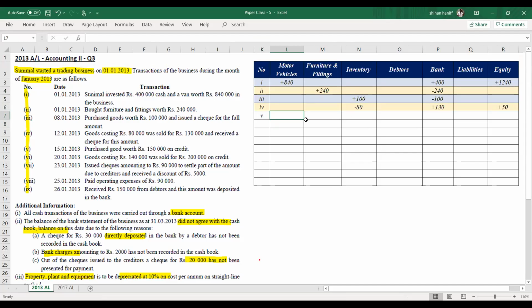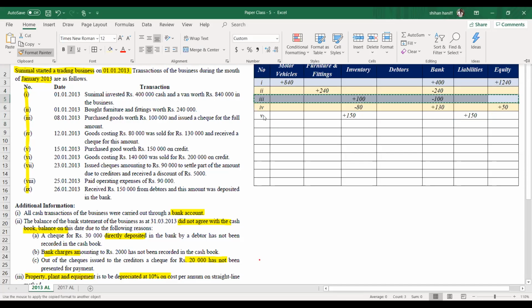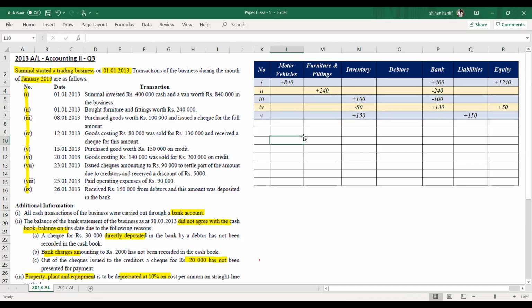Right? Number 5. Purchase goods worth 150 on credit. Now this is a credit purchase. Inventory increase, sorry, liability increase by 150. Inventory increase and the liability will increase.